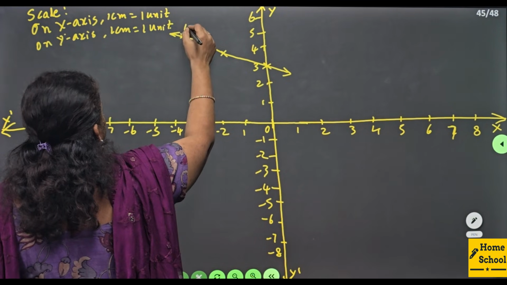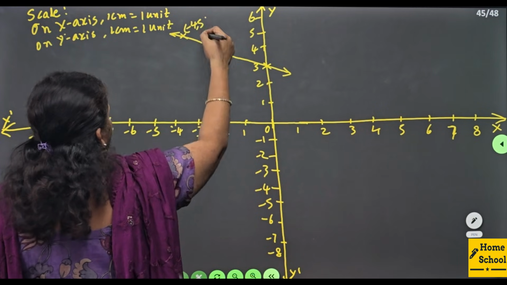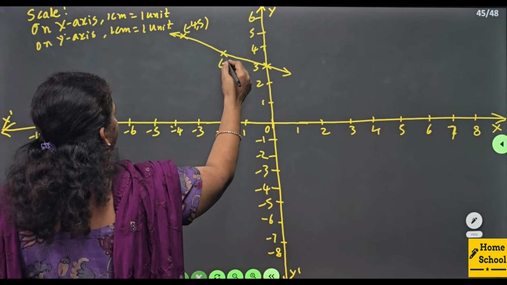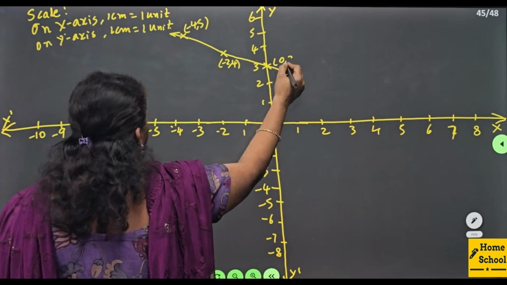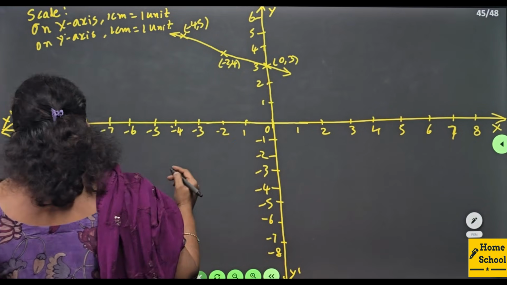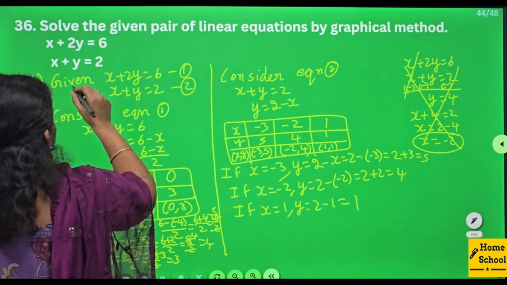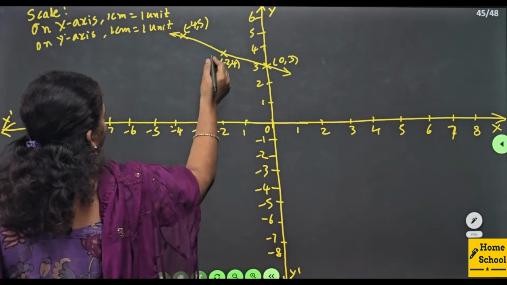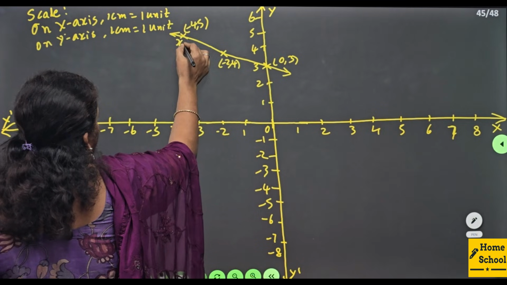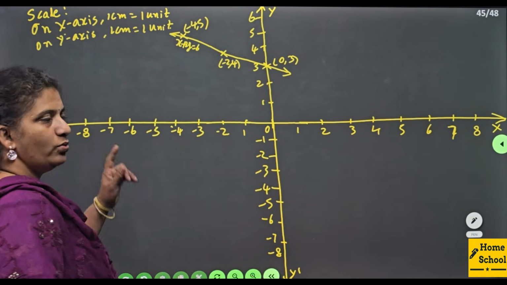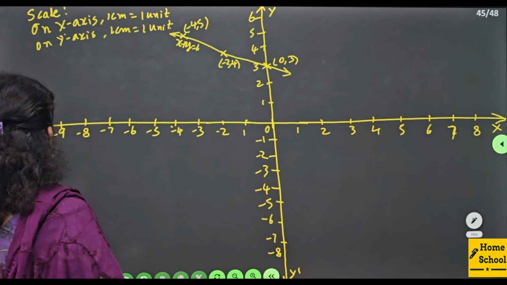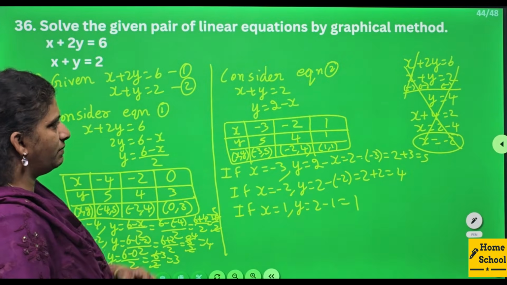Now this coordinate is minus 4 comma 5. And this one is minus 2 comma 4. This coordinate is 0 comma 3. And you need to write the equation. X plus 2y is equal to 6. X plus 2y is equal to 6 is your line equation. With this, one table is completed. Now let's move to the next table.